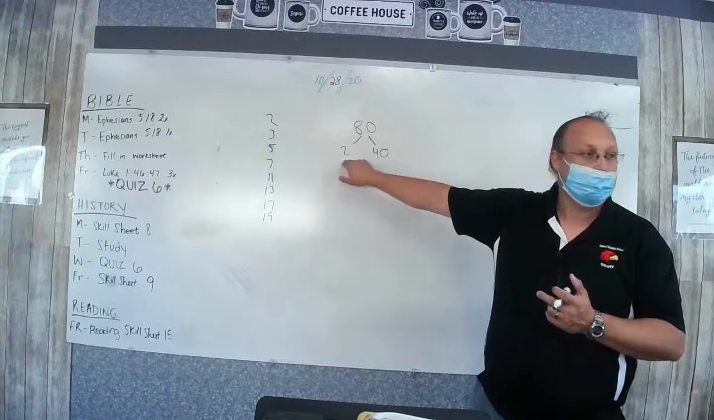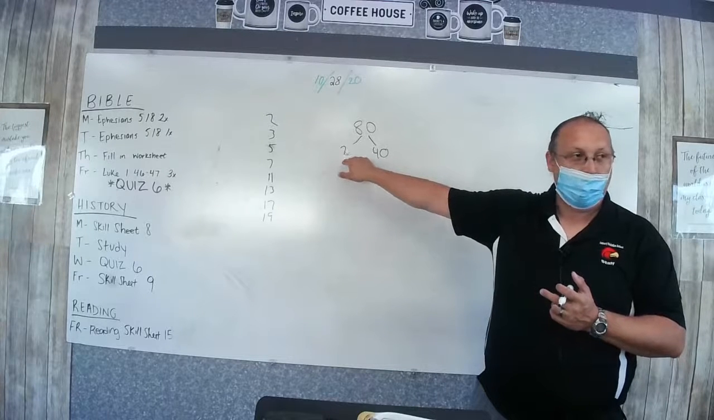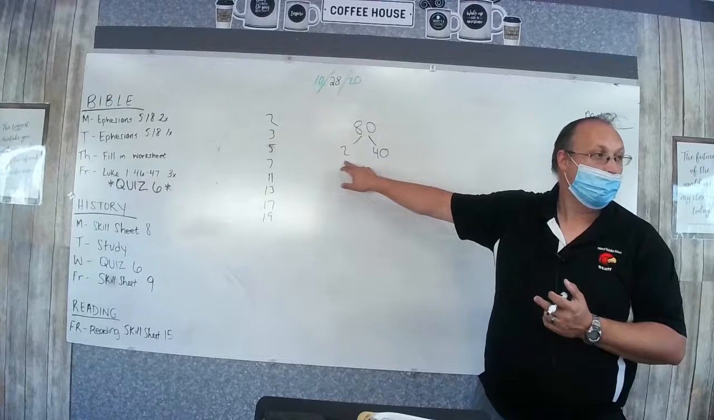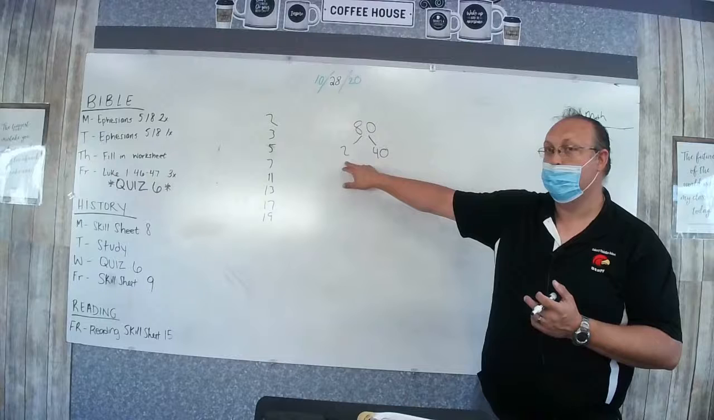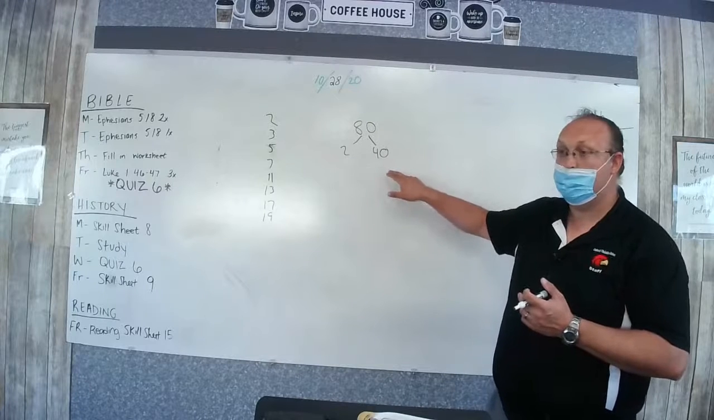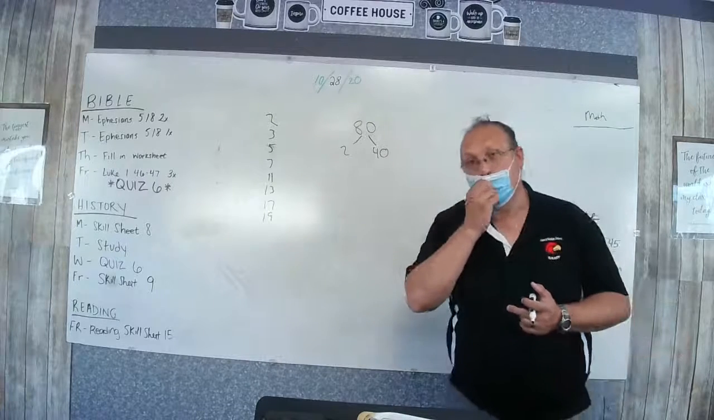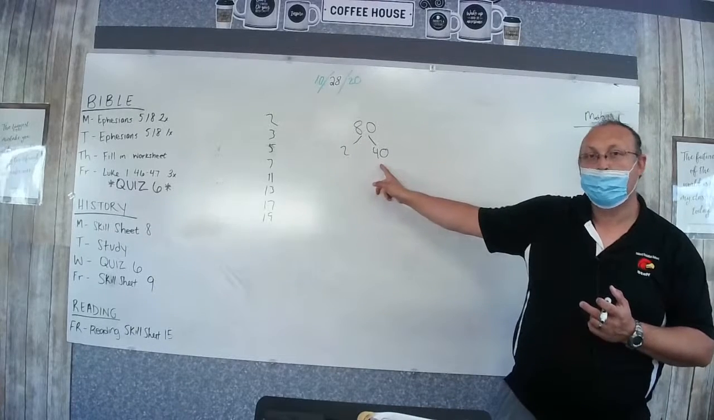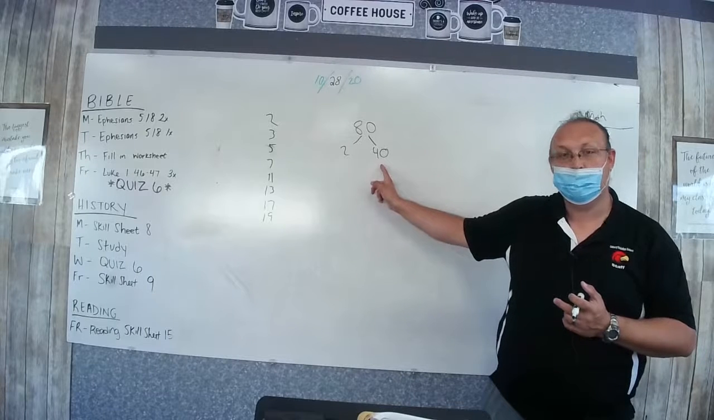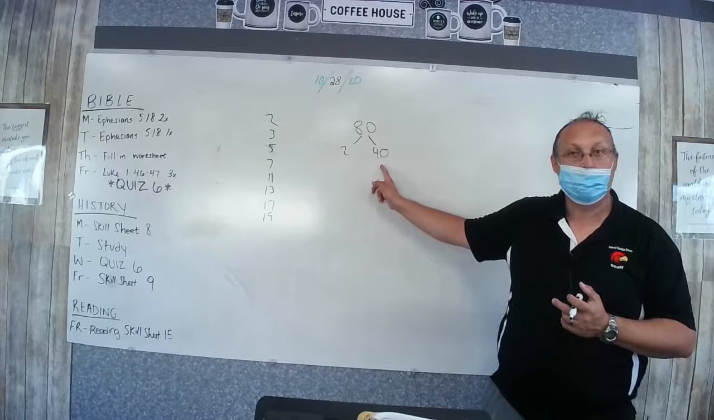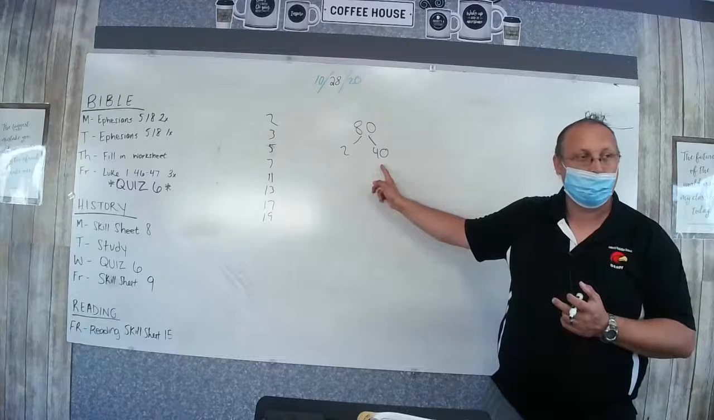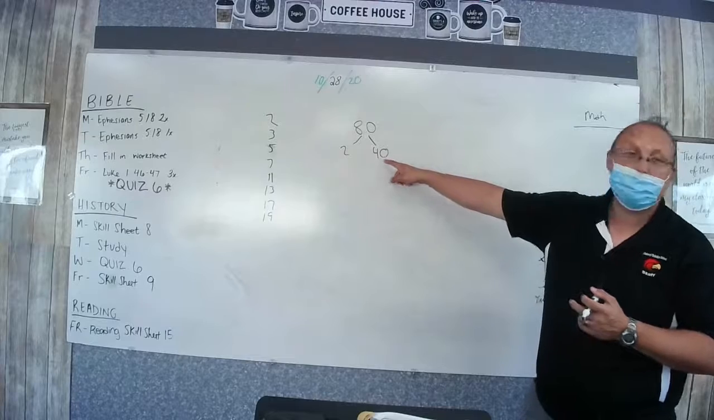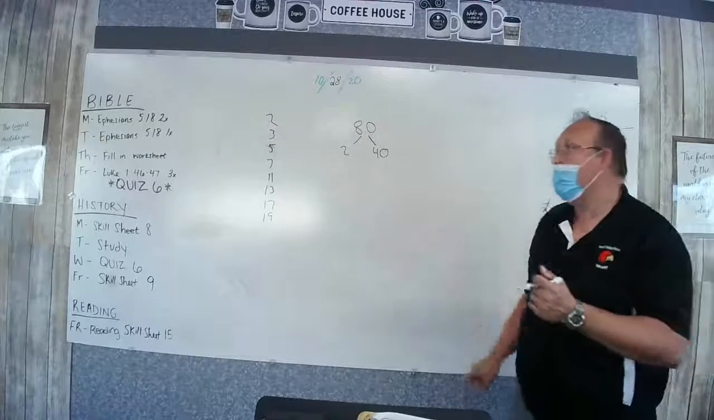Is 2 a prime number? Yes, it is. I want everybody looking at the board, no one doing anything else. Is 40 a prime number? No, it's not. You can tell immediately that's not a prime number because it's an even number. What's the only even prime number? 2. Because this is not prime, we need to break this one down.